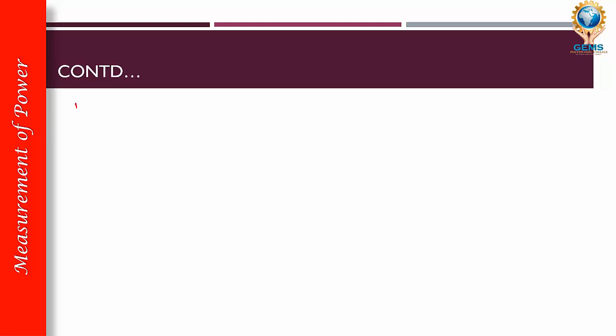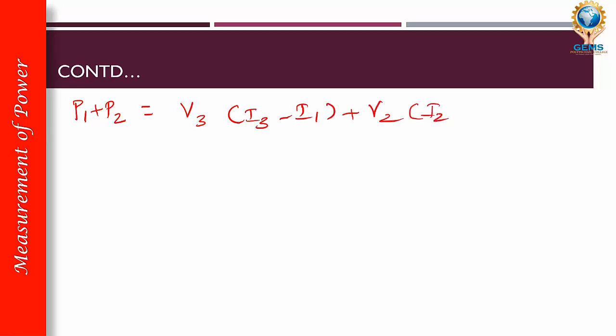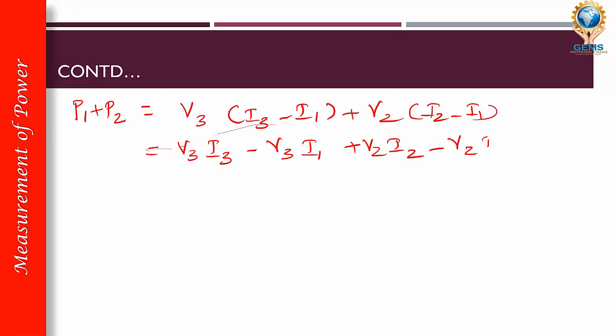So normally when we write the sum of the powers, we write P1 plus P2. So we have 2 wattmeters. So when I add the power of 2 wattmeters, P1 plus P2 is equal to V3 into I3 minus I1 plus V2 into I2 minus I1. So now when we expand this equation, V3 into I3 minus V3 I1 plus V2 I2 minus V2 I1. So when we take the common terms out, V3 I3 plus V2 I2, and I1 is common, V3 plus V2.